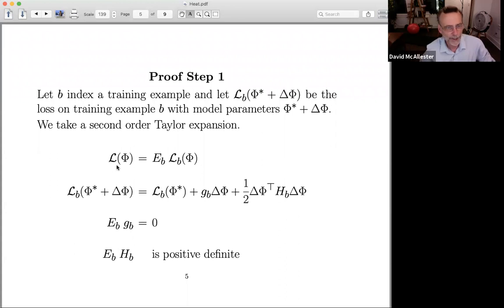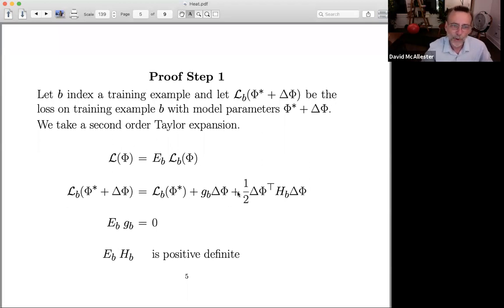So here's the Taylor expansion. The total loss is the average over training points of the loss at that training point. And here's the Taylor expansion. The loss at a small deviation from the optimum is the loss at the optimum plus the gradient of the loss times the change. Although the total loss gradient is 0, the gradient on a particular point is not 0. So this is a meaningful term in this Taylor expansion.